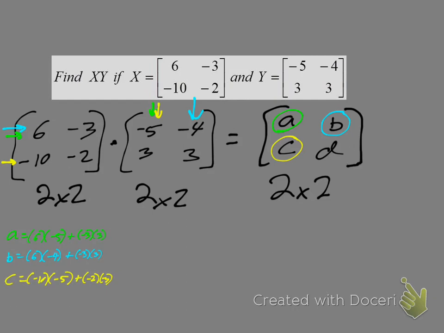Now let's make D. I'm going to circle it in white. D is still in the second row, but now D is in the second column also. So use that. D equals negative 10 times negative 4, plus negative 2 times 3.